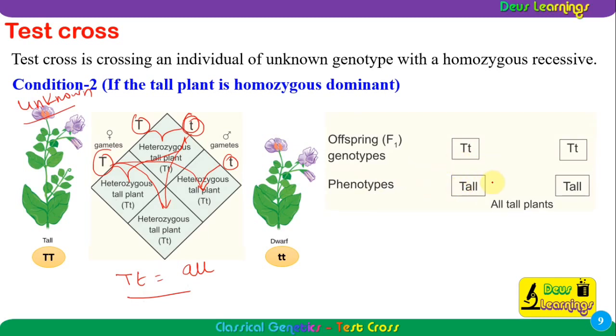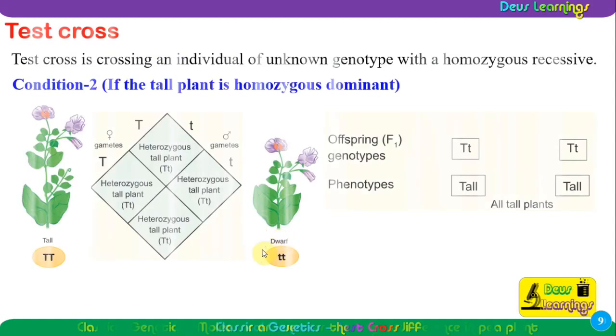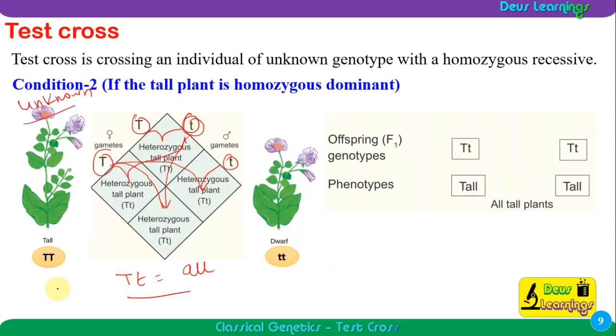Both possess the same, so tall. All plants are tall, right? So if in the F1 generation you get all tall plants, that means the unknown is homozygous dominant.